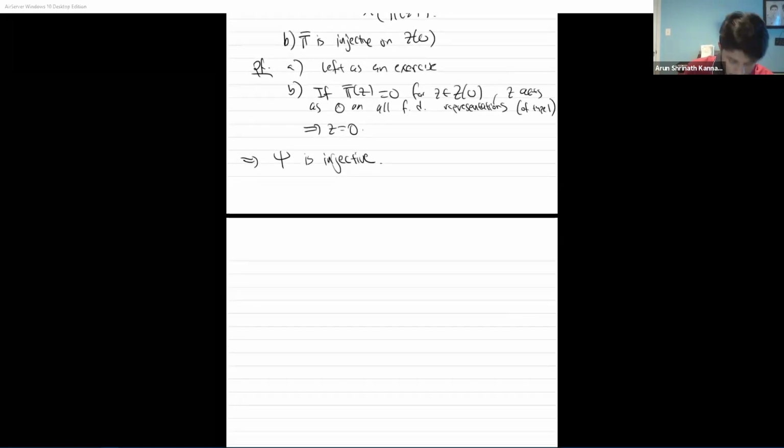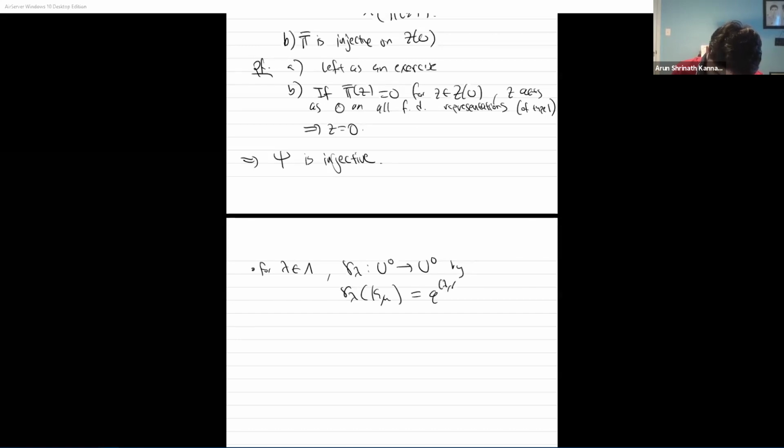So remember, I defined for lambda in the weight lattice this algebra by mu is equal to q lambda mu k mu, which is the same thing as lambda of k mu, k mu lattice.